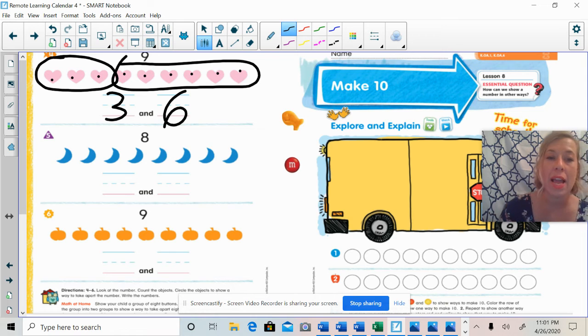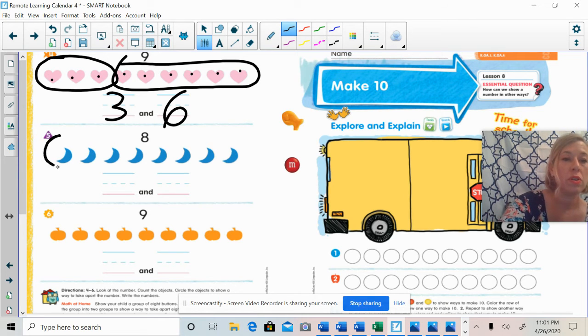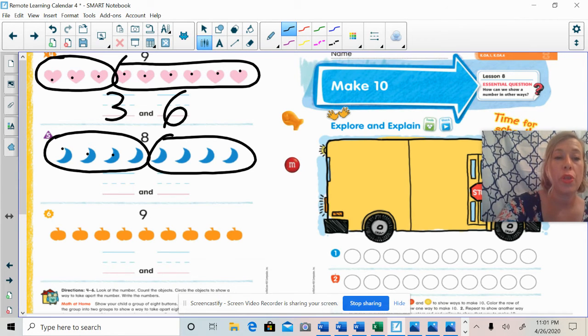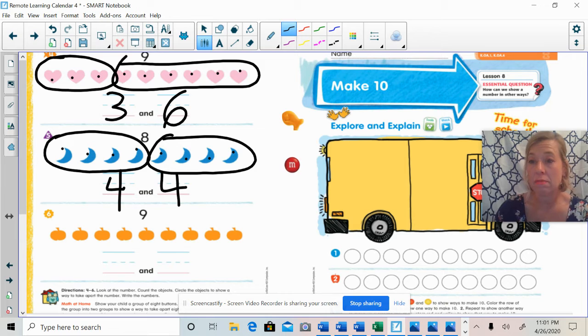Now the next one, there are 8 blue moons. So I could put them into groups. And you do not have to do the same groups that I'm doing, but you can. I put them into 2 groups and now I count them. 1, 2, 3, 4, and 1, 2, 3, 4. 4 and 4 makes 8. So I made a combination. At the bottom, there are 9 pumpkins. I want you to do that yourself. You can either circle it if you have your paper, or you can get 9 things and put them into 2 groups. Go ahead and work on that.